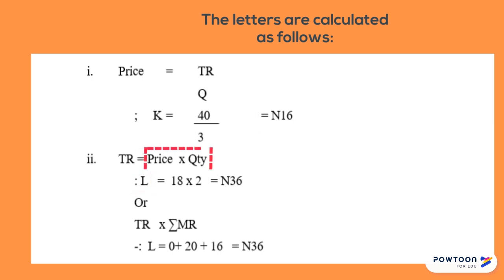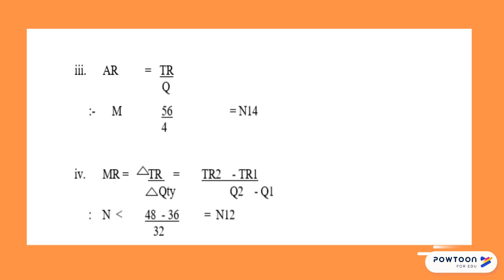Let us find the value of L, which is total revenue. That is price times quantity. 18 times 2, which is 36. Here, 36 is the value of L. Now we have to find the value of M and N, which is average revenue and marginal revenue. To get the average revenue, total revenue divided by quantity, that is 56 divided by 4, which is 14. So 14 naira is the value of M, that is the average revenue.